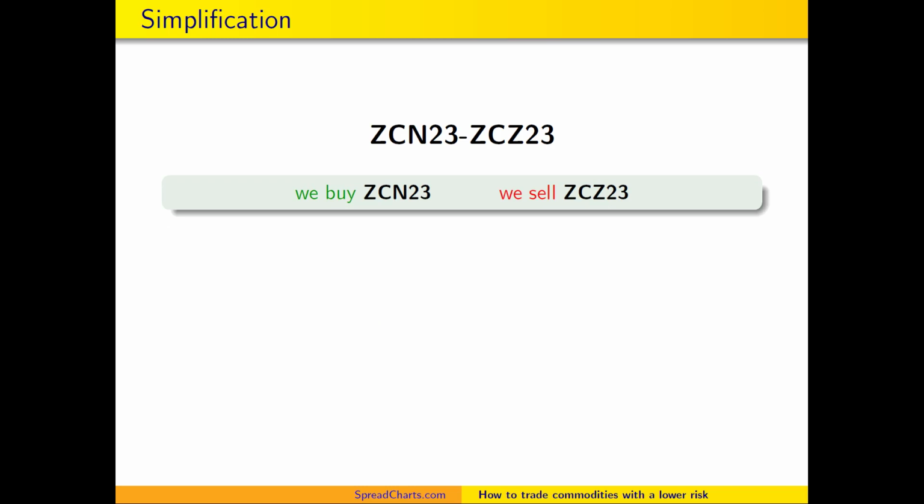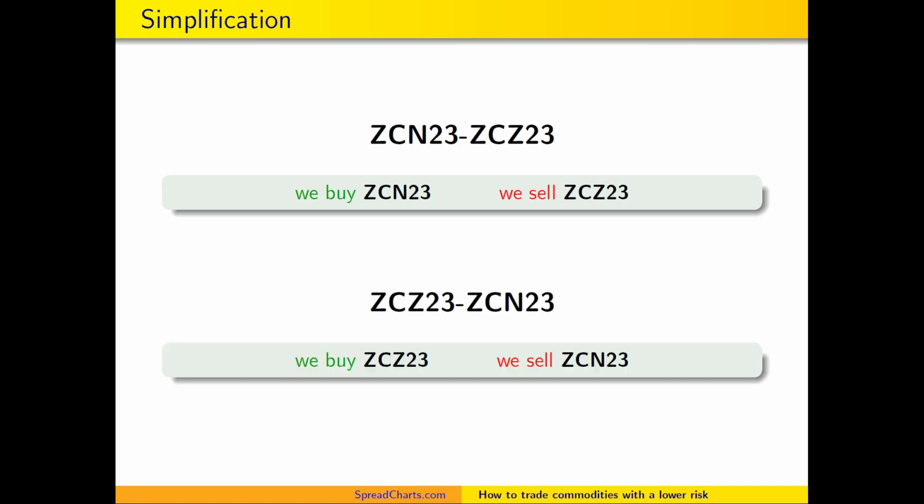Here is an example of what it can look like. When we have this spread, we buy the July contract and sell the December contract. If we want to get an inverse spread, we just flip the position of the legs and the December contract is now first. It's that simple.